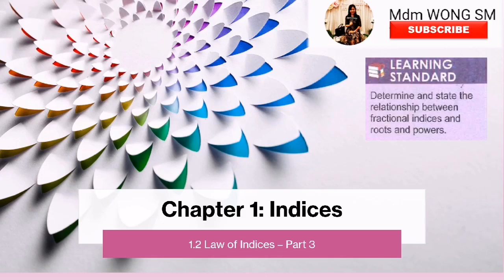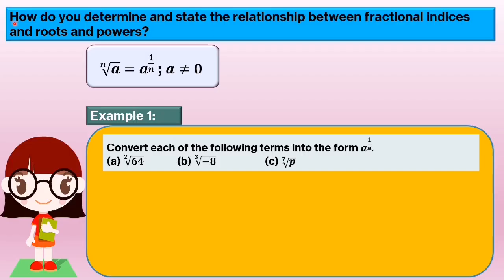In this video, you are going to learn how to determine and state the relationship between fractional indices and roots and powers. How do you determine and state the relationship between fractional indices and roots and powers? For the nth root of a equals a to the power of 1 over n, where a is not equal to 0.